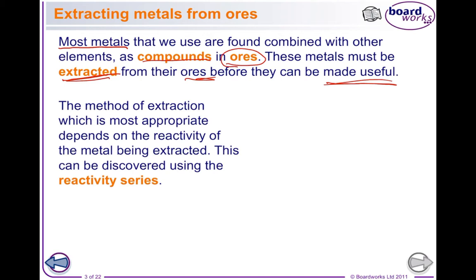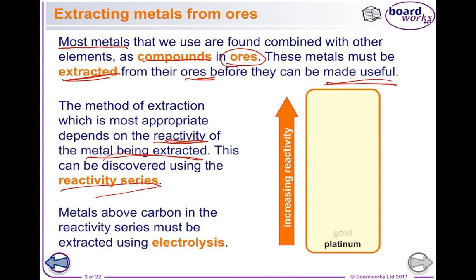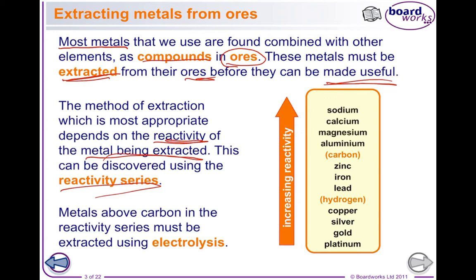So this method of extraction absolutely depends on the reactivity of the metal being extracted. And that's where our reactivity series actually comes into play. So any metal that is above carbon in the reactivity series can be extracted using electrolysis. So that means anything from aluminum up to potassium, we have to extract with electrolysis because these metals are too reactive to be found naturally. So again, they're found in what we call ores, and we extract them by electrolysis to make them useful. So in other words, for us to get pure aluminum or pure magnesium or pure calcium.